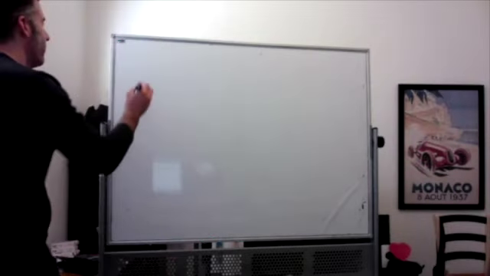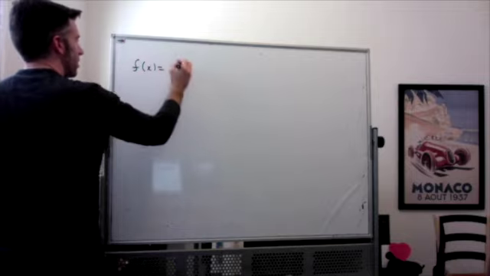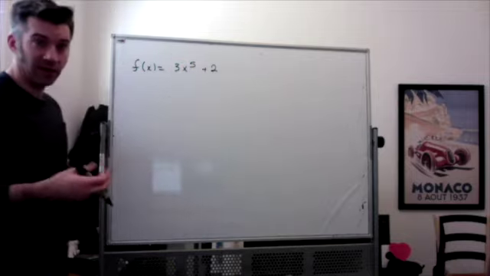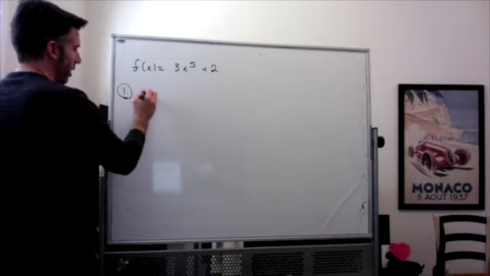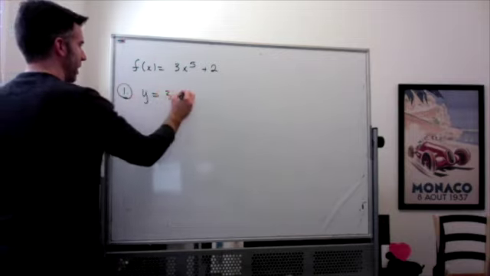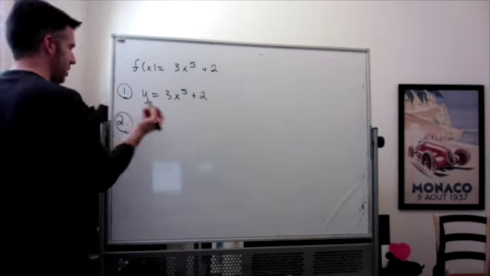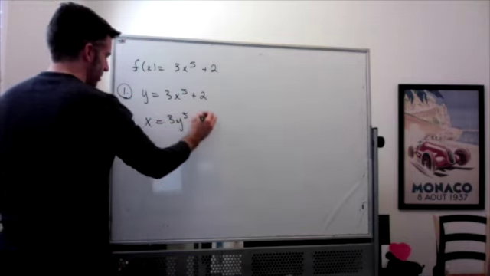So let's say our function was f of x equal to 3x to the fifth plus 2. And I want to find the inverse function. So step 1, write it as y equal to 3x to the fifth plus 2. Step 2, interchange x and y. X equal to 3y to the fifth plus 2.